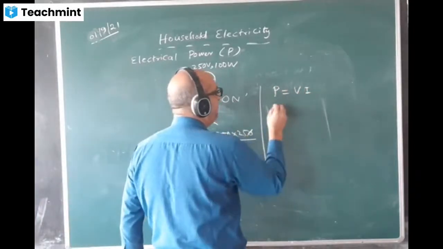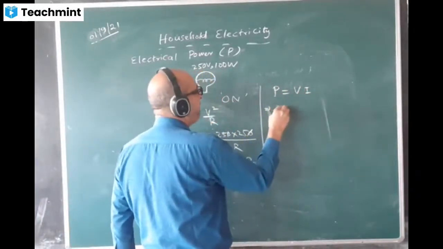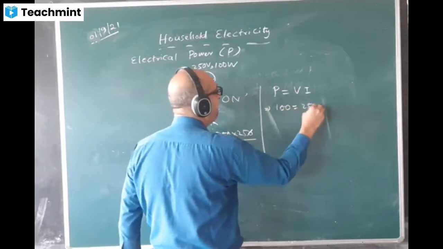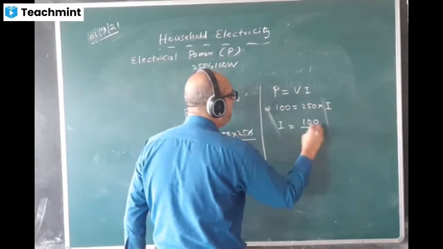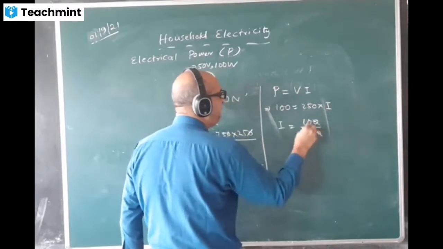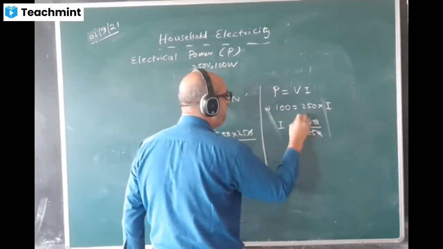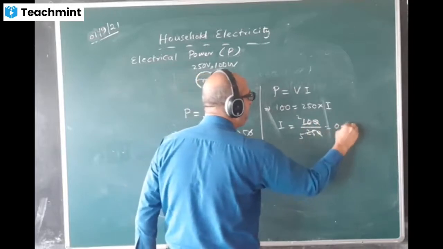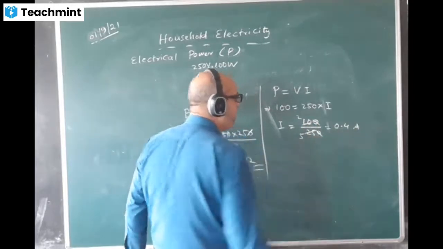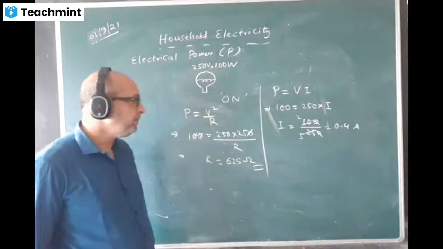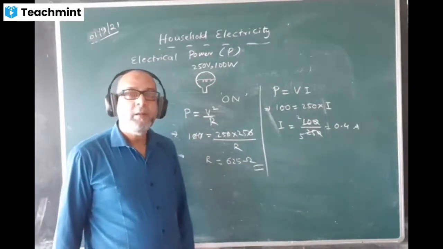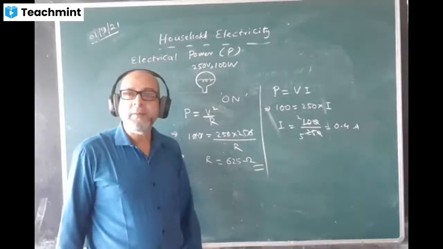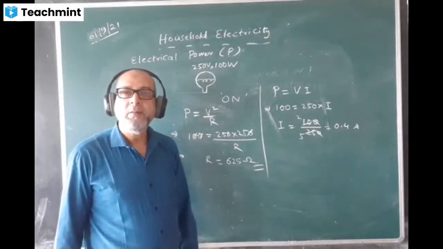Power value you can put here 100, voltage is 250, and I is unknown. Therefore, I value will become 100 by 250. We are cancelling it. 2 by 5, answer is 0.4 ampere. I value is 0.4 ampere. Current value will come 0.4 ampere. Okay?